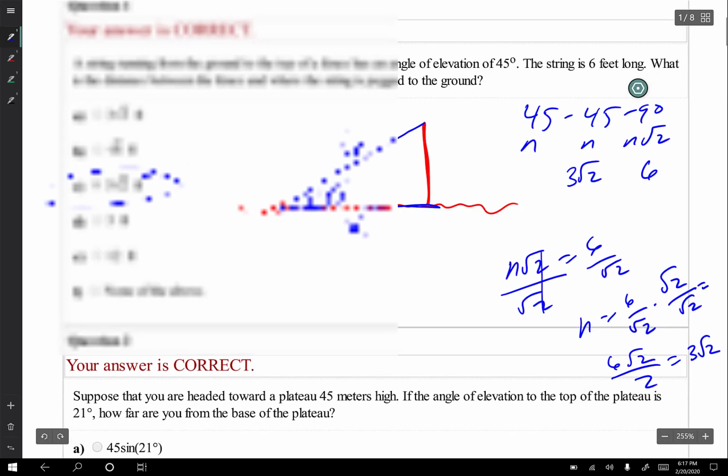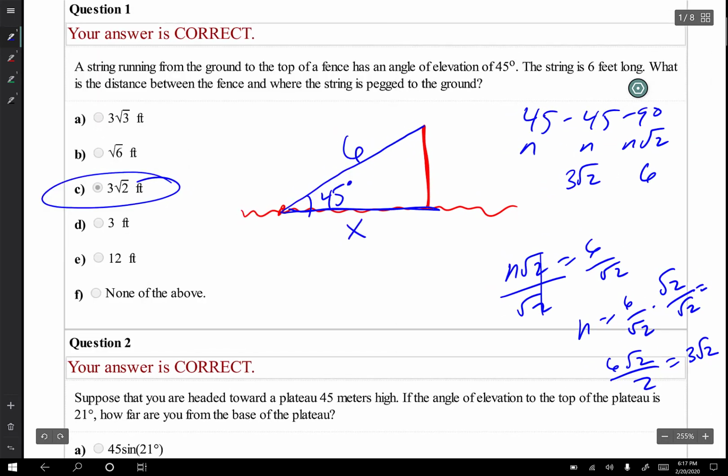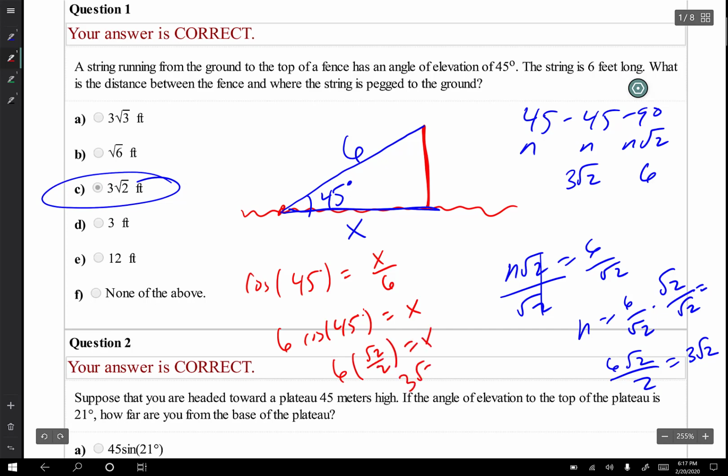There is another way to do it, guys. If you don't necessarily want to do it that way, you could always do adjacent over hypotenuse. So you could say cosine of 45 degrees equals x over 6. And then you can just go 6 cosine of 45 degrees. And 45 degrees is one of the perfect angles in our unit circle. So you can say 6 times square root of 2 over 2 equals x. And 2 goes into 6 3 times. Then you get 3 square root of 2 equals x. See? So there's more than one way to do this.